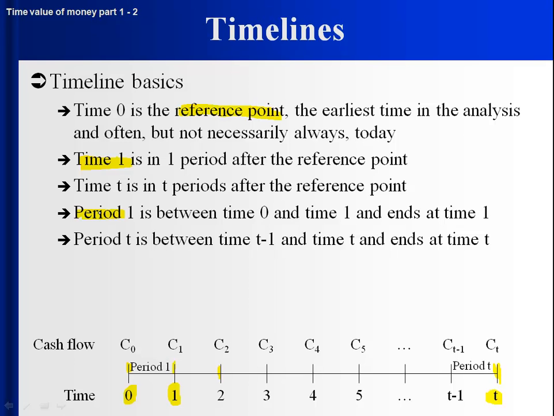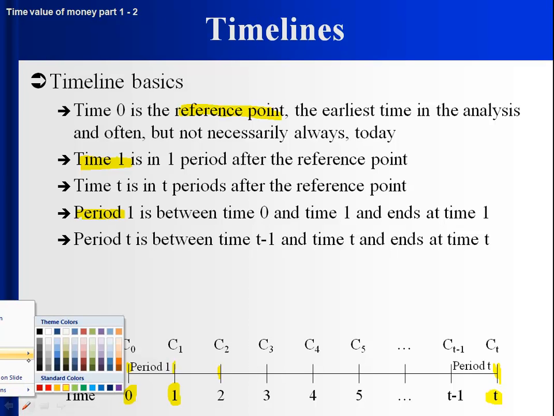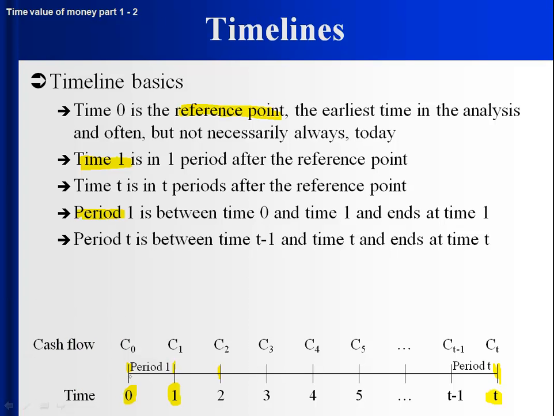So time 1, time 0, time t represent a particular point in time. The term period reflects an entire period of time. You can see here's a period of time, from 0 to 1. So like year 1, the first year might be from today until 1 year from now. Period t ends at time t, so it starts at time t minus 1. So let's say that's the 8th year. It would be from 7 years from now to 8 years from now, which is year 8.